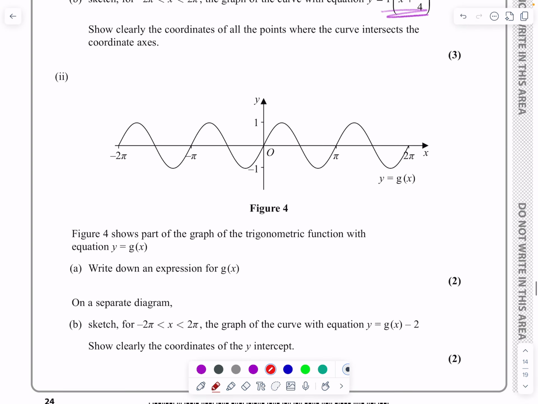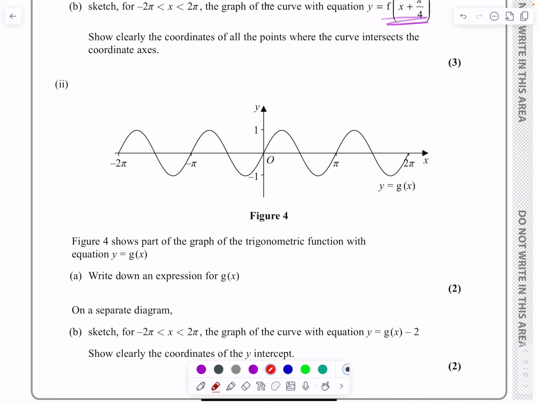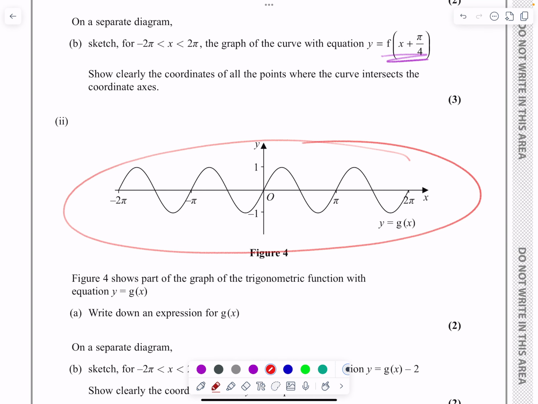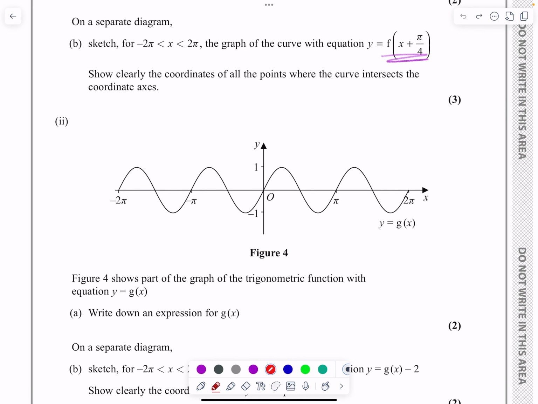Let's have a look at the second part now then. So the second part is now talking about this graph here, which is a sine graph. I can see it's a sine graph because of that shape there, okay? And it's going between 1 and -1, so there's no problem here. But of course, there's going to be a transformation. I would have expected the period of the graph to be 2 pi there, and it's only pi.